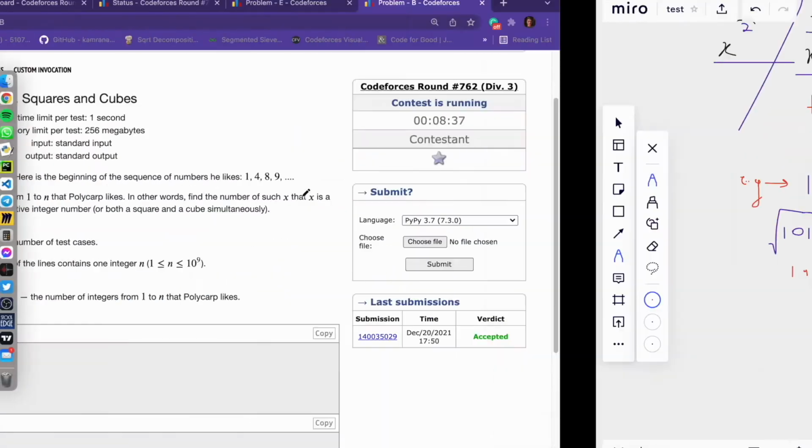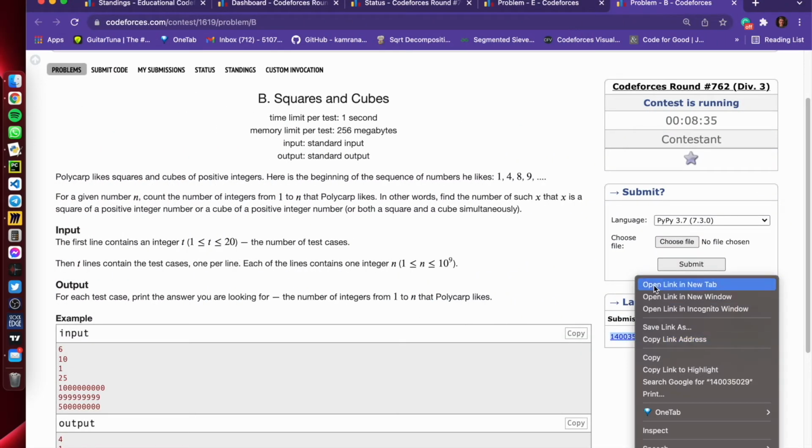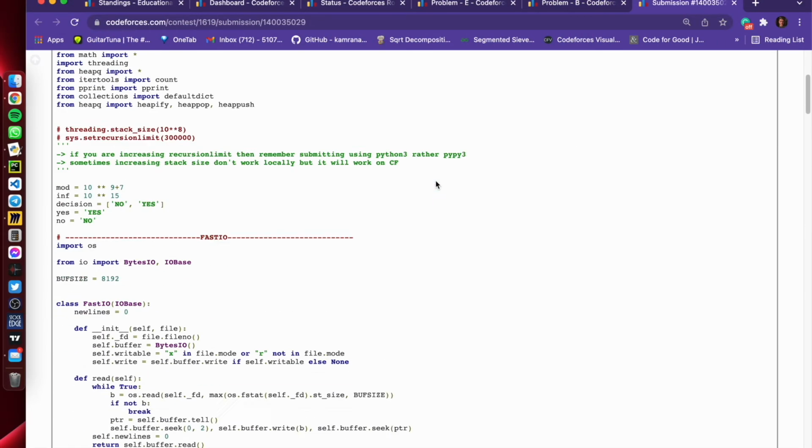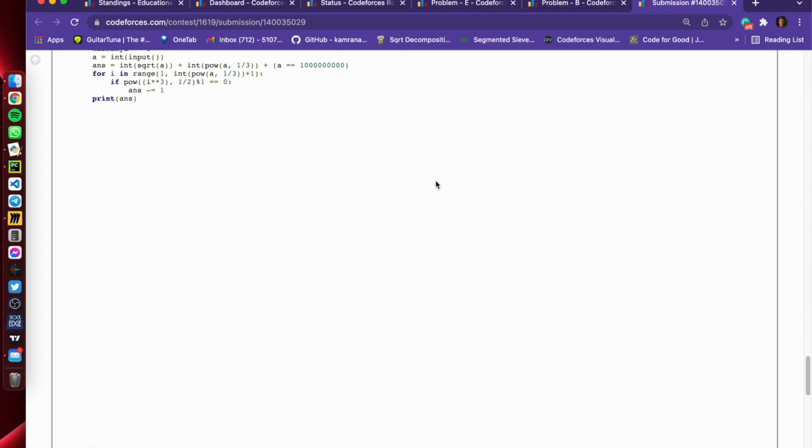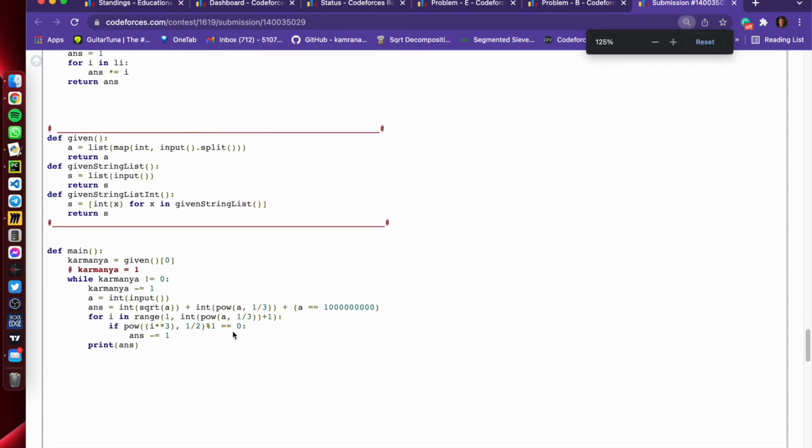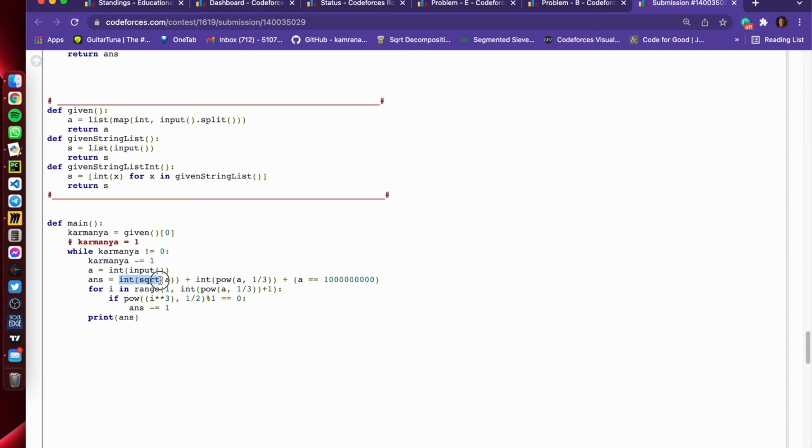If you see the code, okay, here's the code. Let me increase it. The answer is int of square root of a, where a is the given number, plus int of cube root of a. This is the power function, a quite simple function. You can search for it anywhere on Google and you will find it. And I will add this special case.